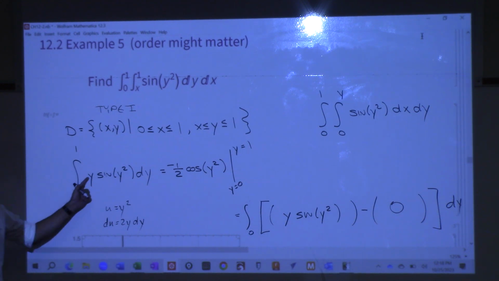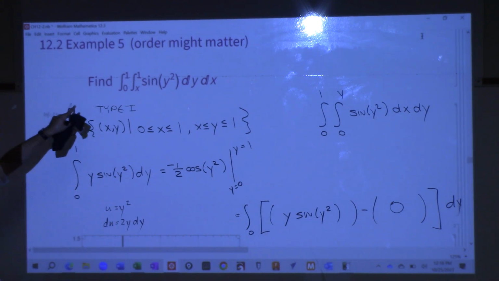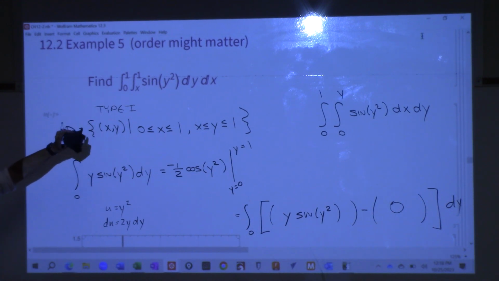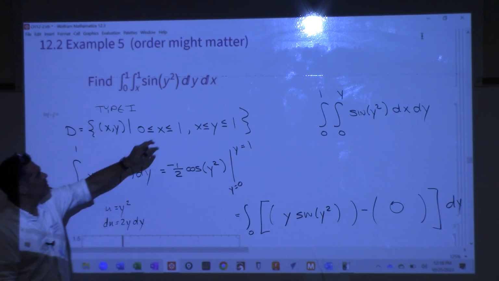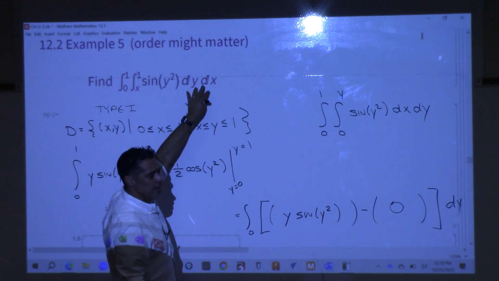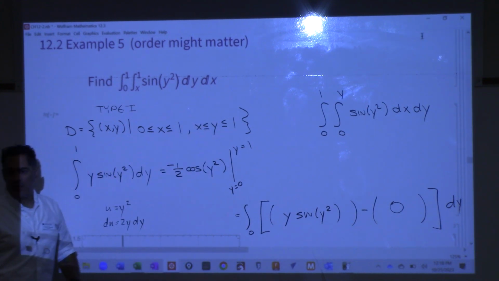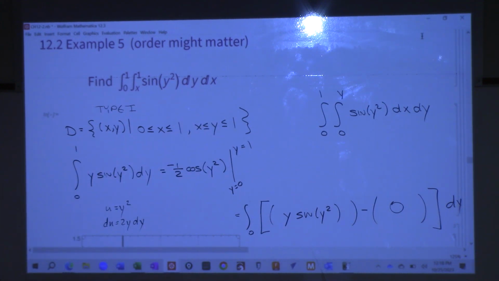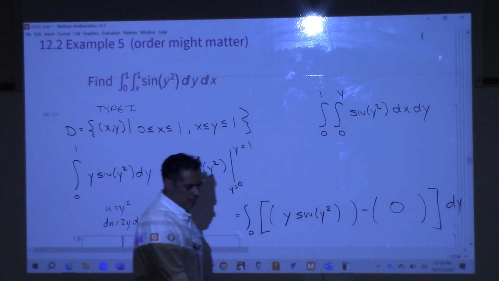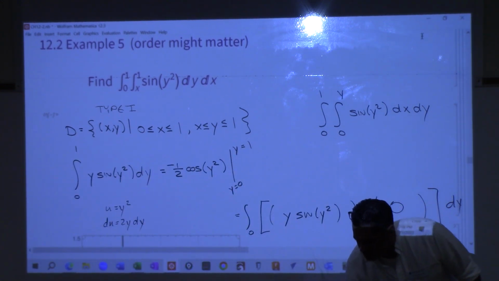That y being here made all the difference in the world, didn't it? And the only way that showed up is by me converting it from type 1 to type 2. So that's why this says here, order might matter. The way you order your integration can have a huge impact on your ability to integrate something. All right, so I'm going to stop there. Any other additional questions on that?